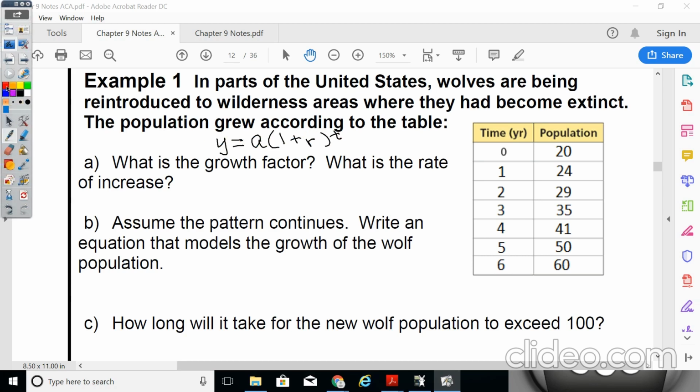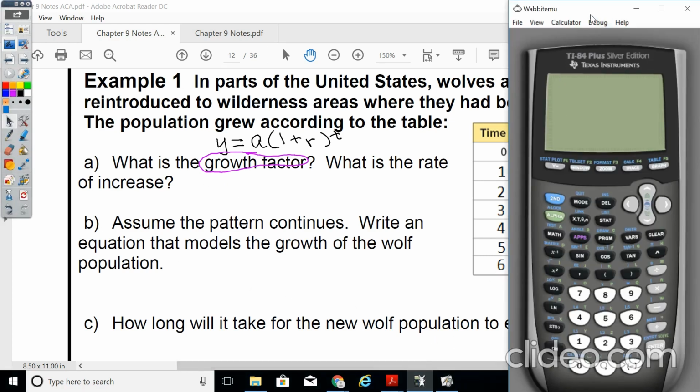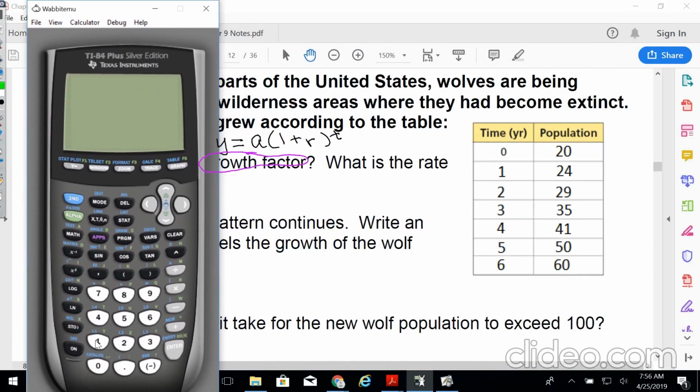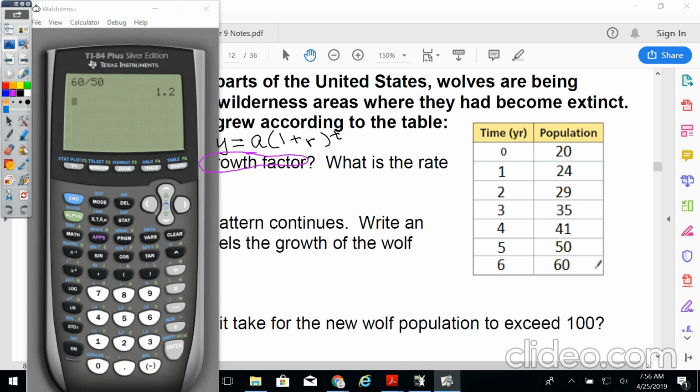So again, real quick, I'm going to write the model, A(1 plus R) to the T. The growth factor is going to be the base part, and the way that we find the base is we do the common ratio. So over here, if we divide the 60 by the 50, so we do bottom up. We start at the bottom, 60 divided by 50, and we get 1.2. So from here to here, it's 1.2. And then we have to figure out the other ones.